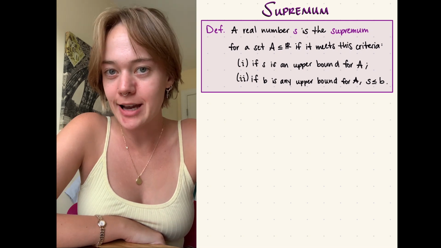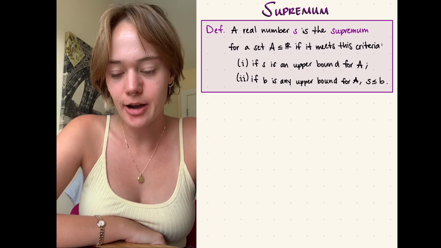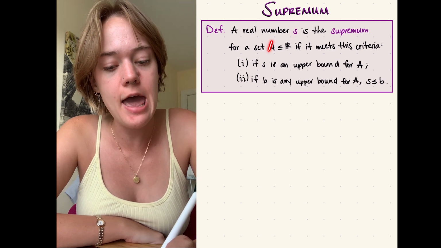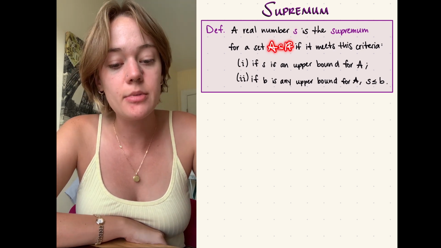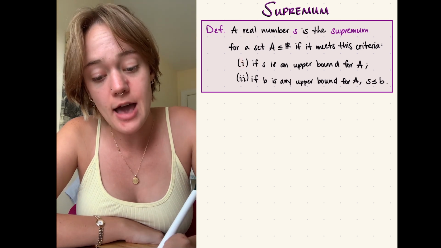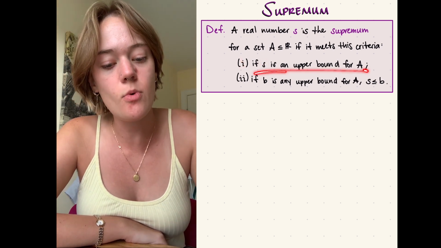In math, we don't like maximums, we like supremums. Let's talk about it. Let's go through the definition. A real number S is the supremum for a set A within my real numbers if it meets these two pieces of criteria. Number one, S, my supremum, is an upper bound for A.